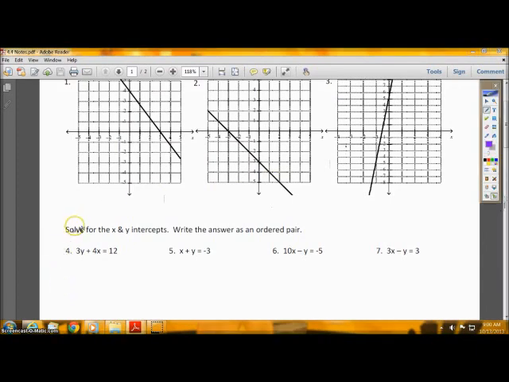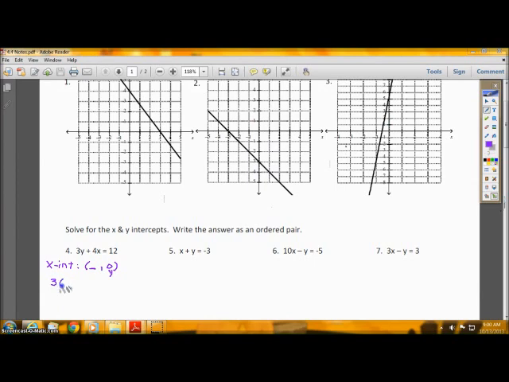Okay, now solving for the x and y intercepts, we won't always have the graphs available. We'll have the equation. This is the standard form of the equation where x and y are on the same side. And what we need to know is if we're finding the x-intercept, that means I'm going to have an x and I'm going to have a 0 for y.